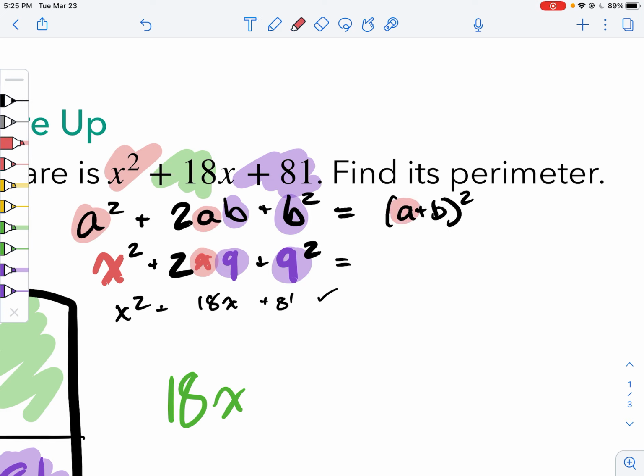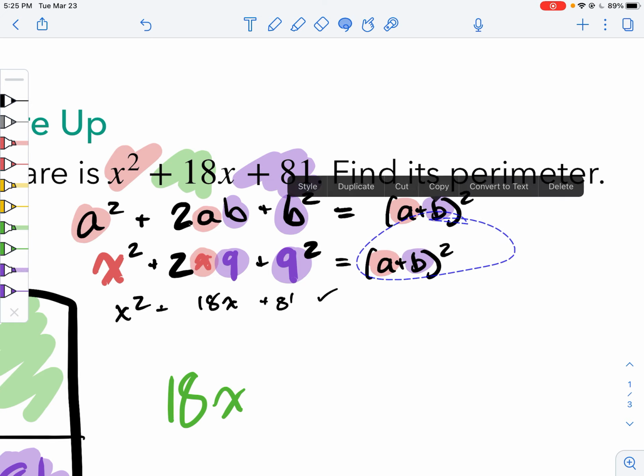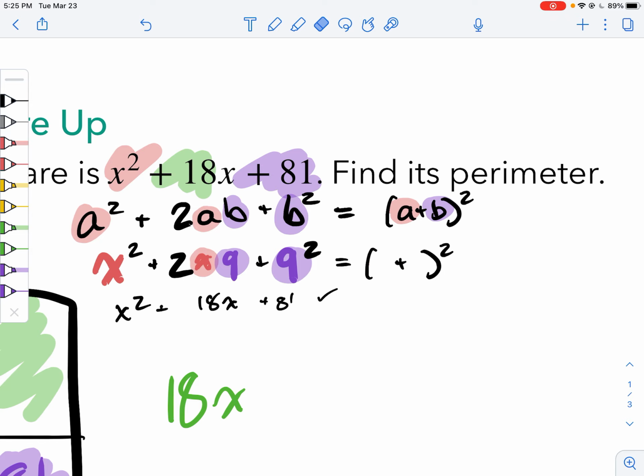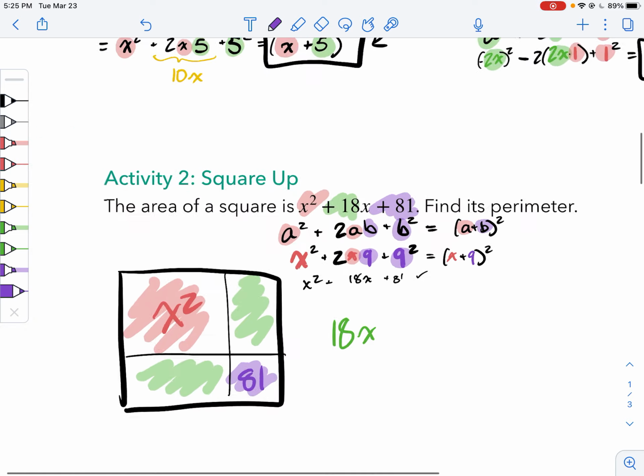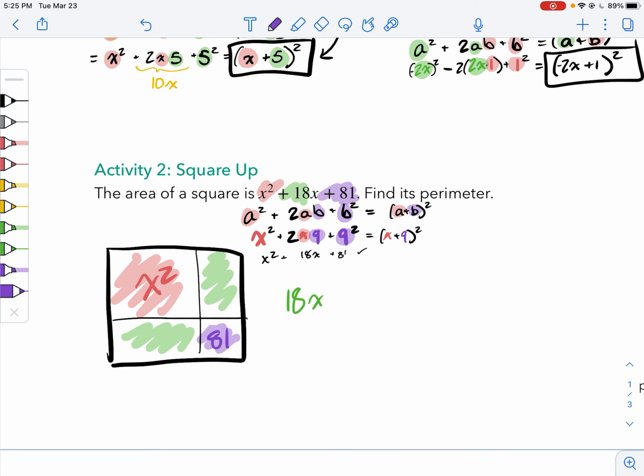Now that we know our a and we know our b, we can just substitute what a and b are. Remember, a is x and b is 9. So we know the sides of our triangle, and by triangle I mean square, are going to be x plus 9 and x plus 9. And that makes sense because these will be 9x and this will be 9x, and then that adds up to our original trinomial. Cool, so that worked, yay.